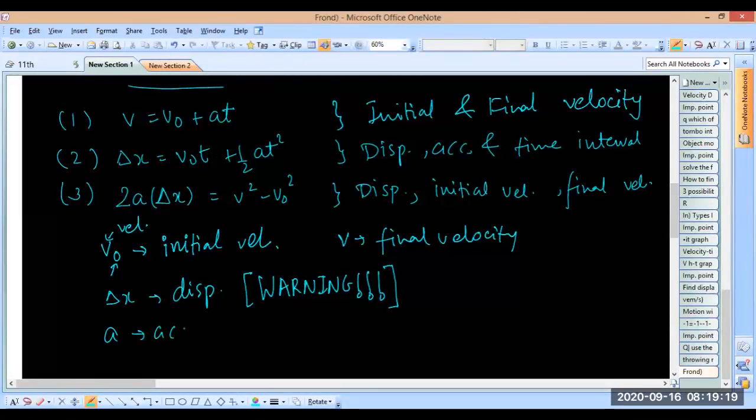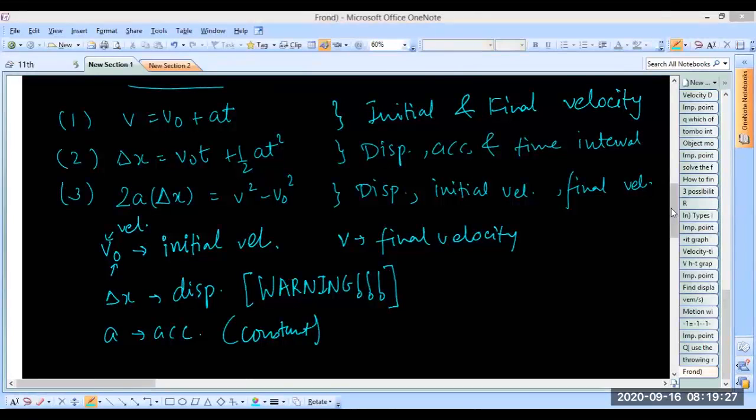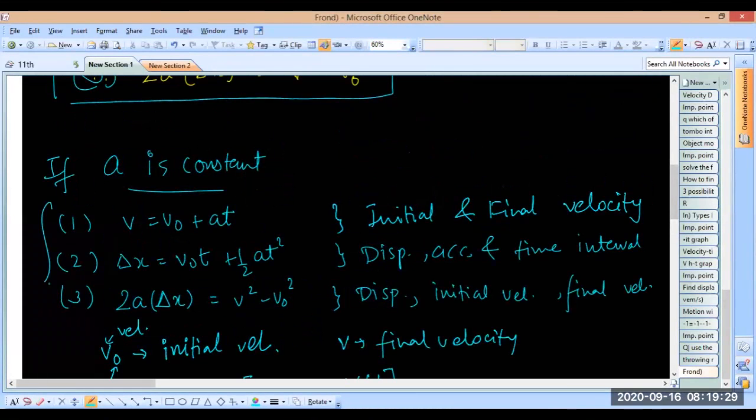A for acceleration, of course, which is supposed to be constant. If acceleration is constant, only then you can use all this. Otherwise, these equations are wrong. Remember that, it's a very common mistake. People use these equations only if you know that a is constant. If you don't know that acceleration is constant, don't use this.